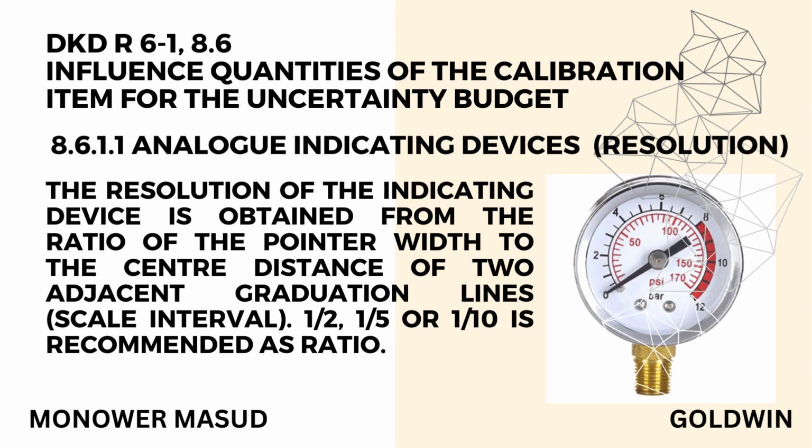Ratio of 1:2. This means that the pointer width is half the distance between two adjacent graduation lines. A ratio of 1:2 typically indicates a relatively high resolution, allowing for finer measurements. Ratio of 1:5. This suggests that the pointer width is 1/5 of the distance between two adjacent graduation lines. A ratio of 1:5 provides a moderate level of resolution, suitable for general-purpose pressure measurements.